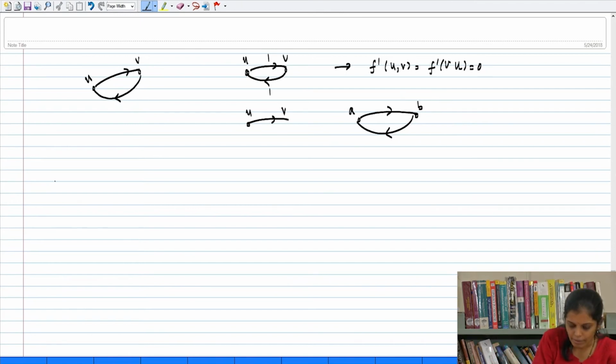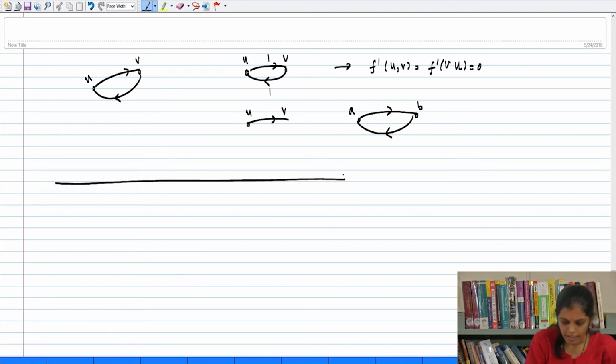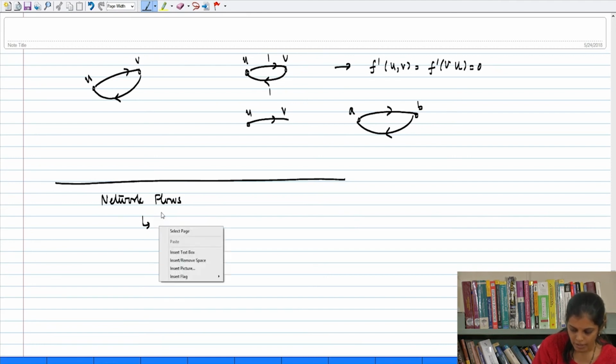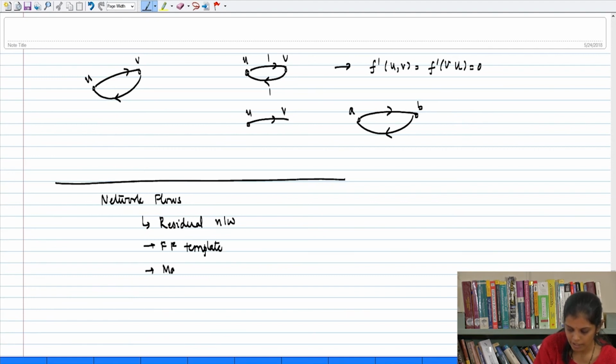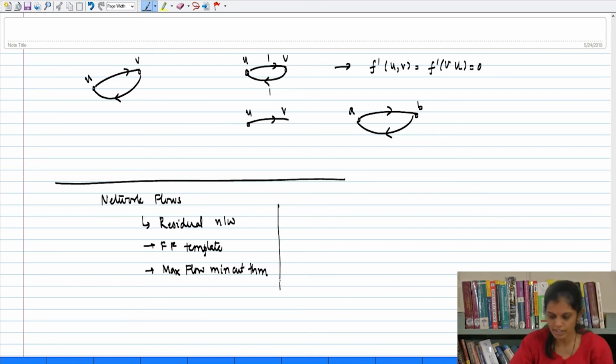So let me quickly summarize what all we have done. In the morning, Professor Nari started with the definition of network flows. We saw the definition of a residual network, then the Ford-Fulkerson template algorithm, and we saw the max flow min cut theorem. This was in the first lecture.